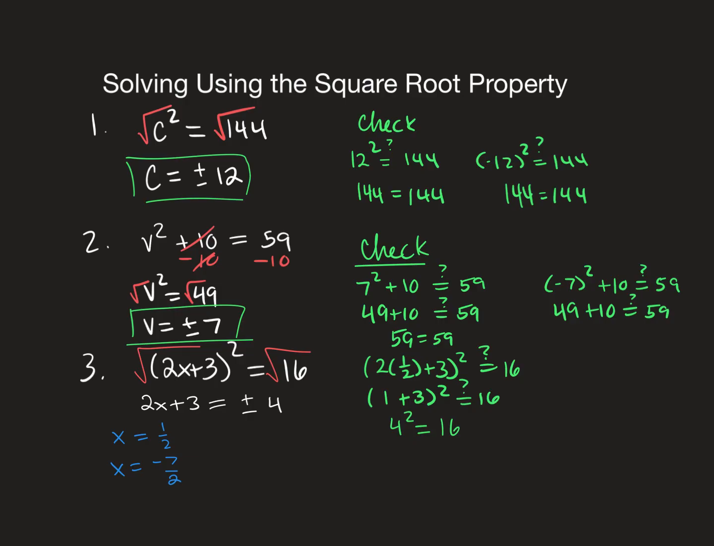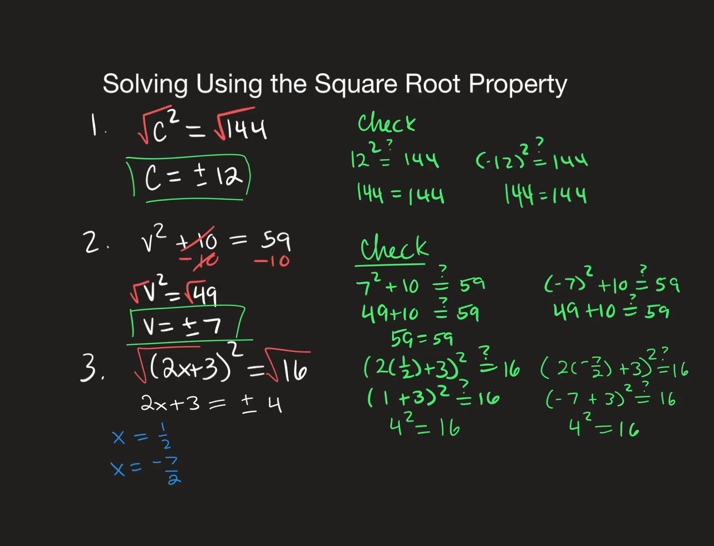Now let's try -7/2. So we have 2 times -7/2 plus 3, that quantity squared, does that equal 16? 2 times -7/2 is going to be -7 plus 3 squared. We need to see if that equals 16. -7 plus 3 is -4. -4 squared is 16. So our answers are going to be x is equal to 1/2 and x is equal to -7/2.